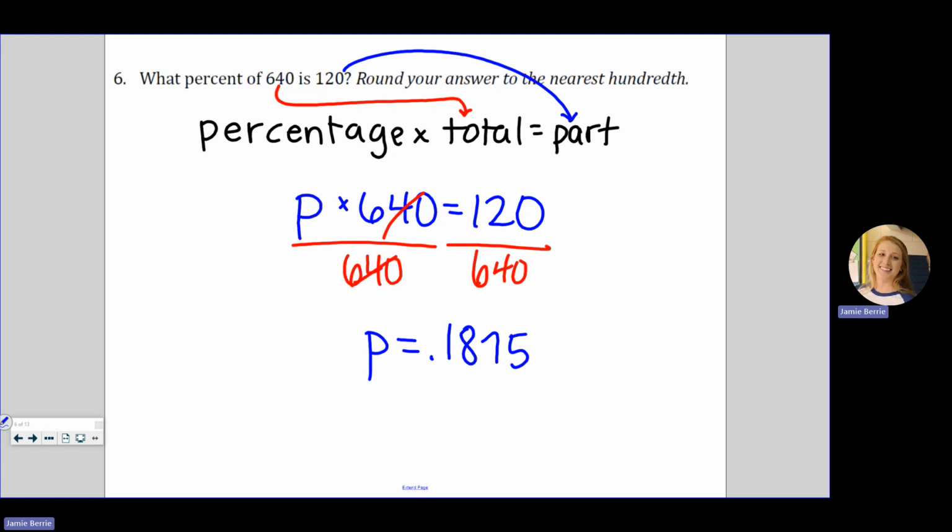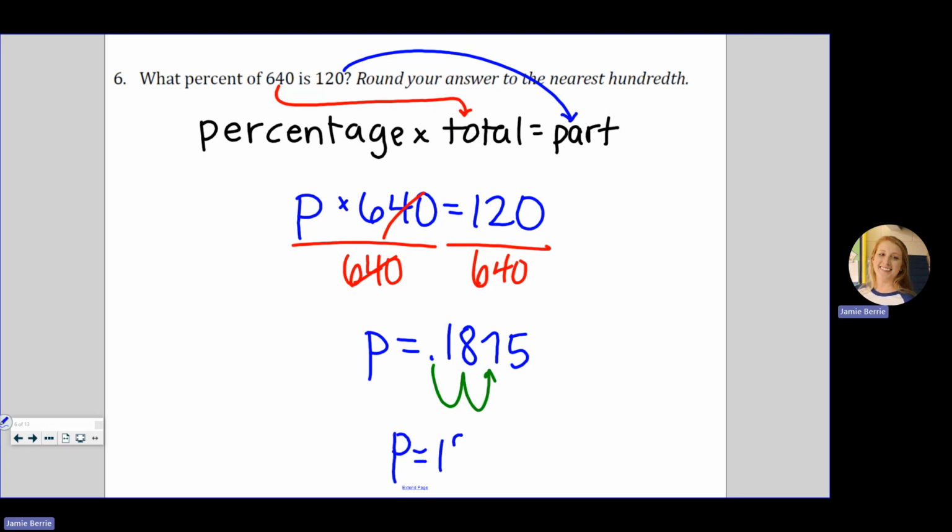To go from a percent to a decimal, you had to move the decimal to the left. So we're going to do the opposite here. We're going to move the decimal to the right 2 times, so 1, 2. Round your answer to the nearest hundredth, that means 2 decimal places. So we're going to keep the 7 and the 5 in there.